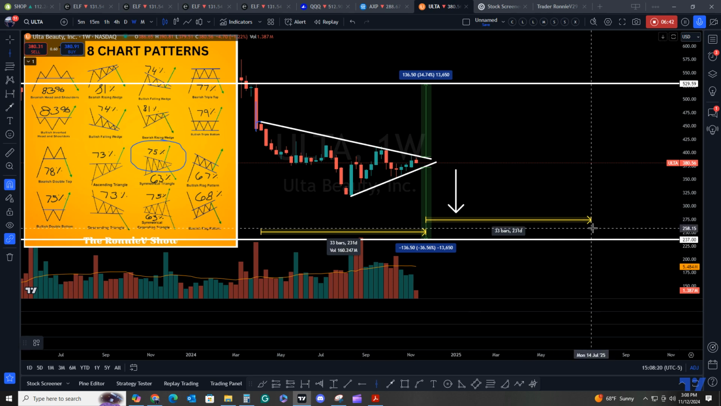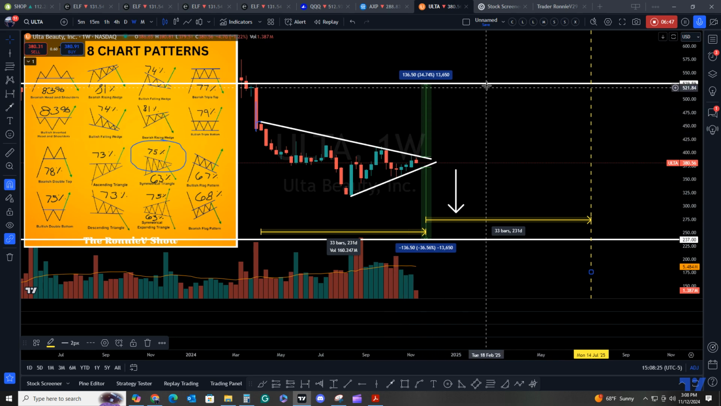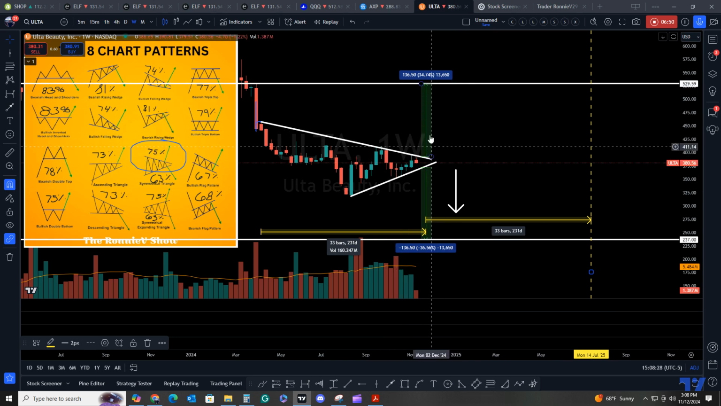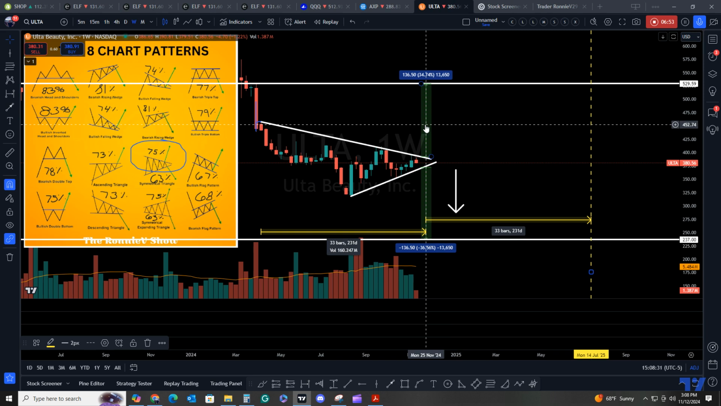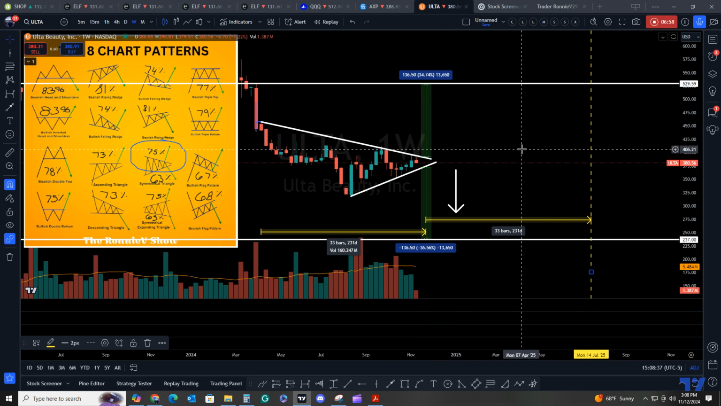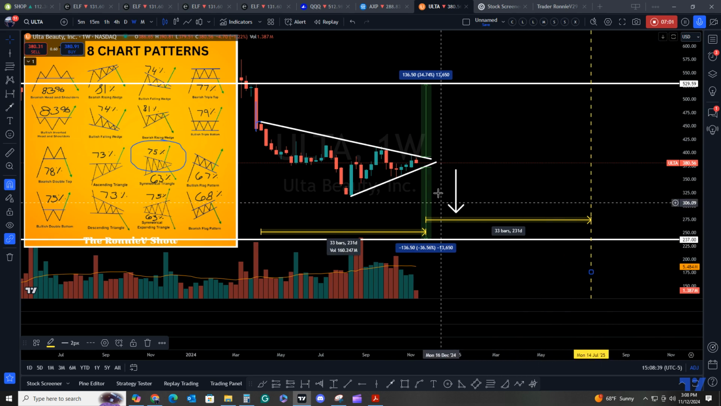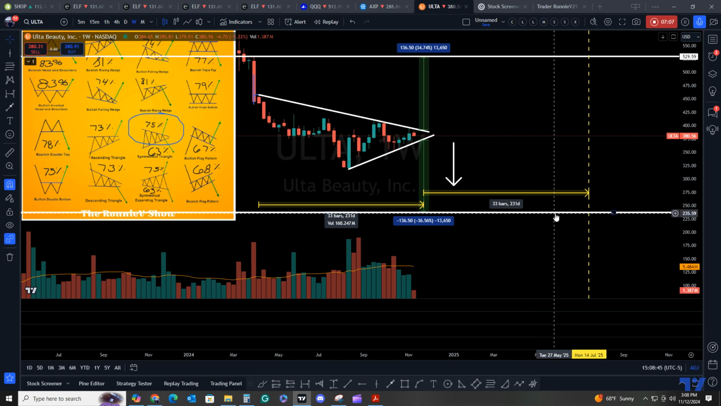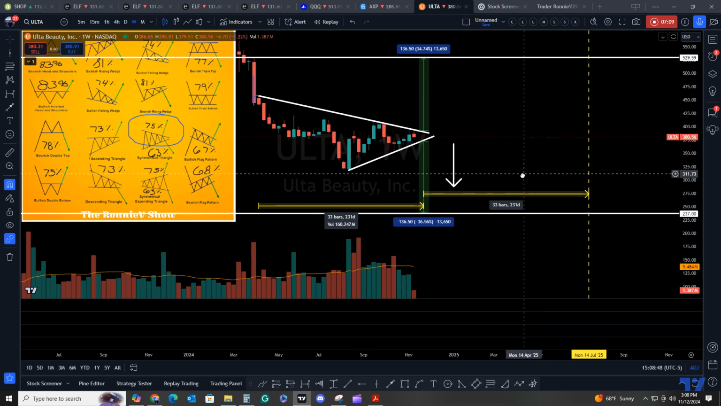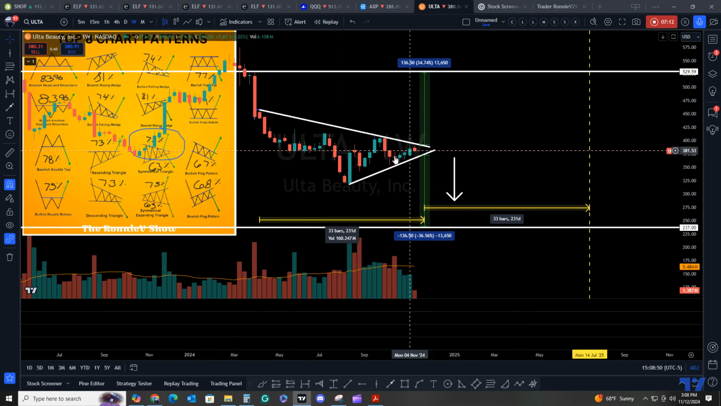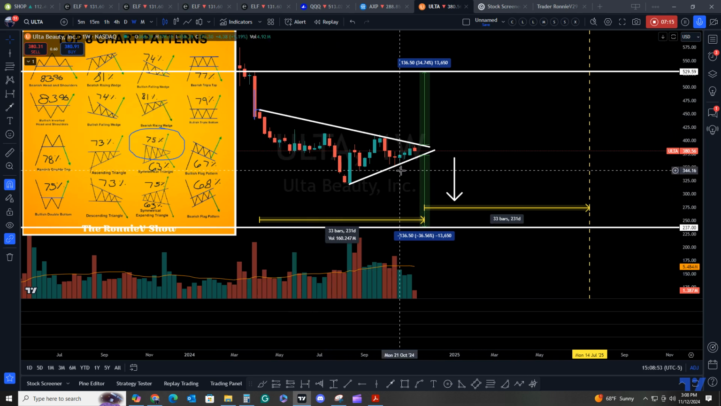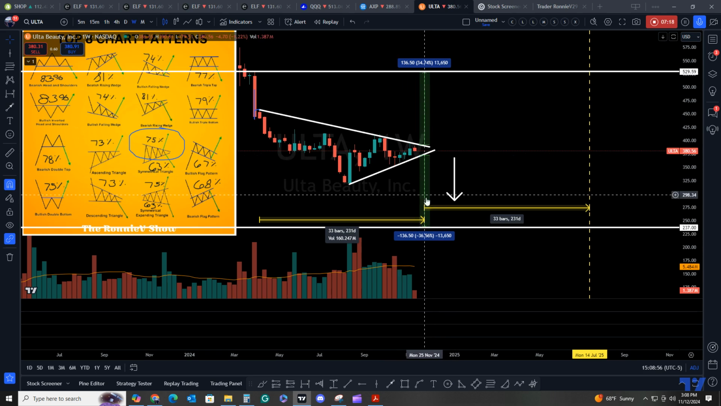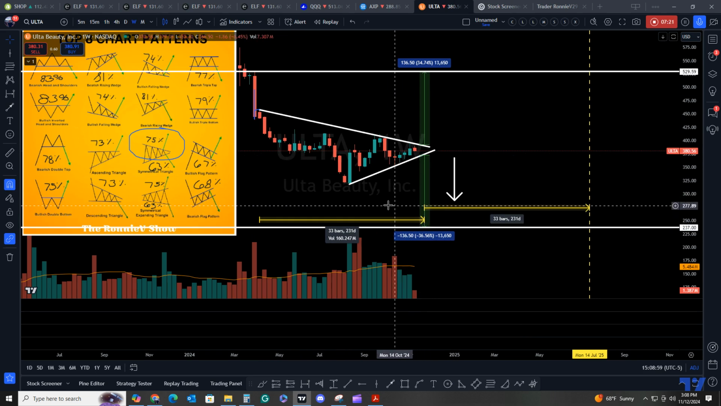You're going to come here and take a vertical line. You don't have to, but I like to because it marks the date down here. And it's telling you that if we have a breakout to the upside on this date right here, the week of November 25th, you should have a move to $529 before July of 2025, or a move down to $237 by or before July 2025 as well. So that is how you draw a symmetrical triangle pattern, that is what a symmetrical triangle pattern is, that is how you take the measured moves, and that is also how you take the measured timeline for it.